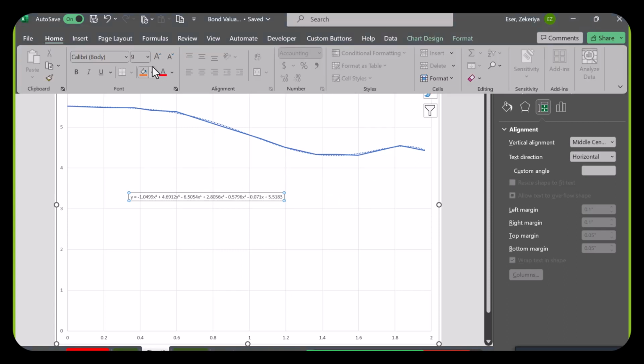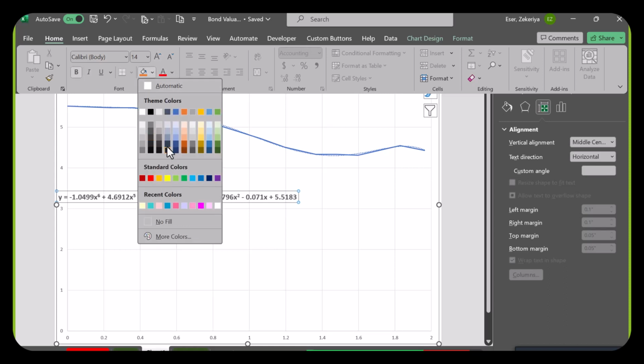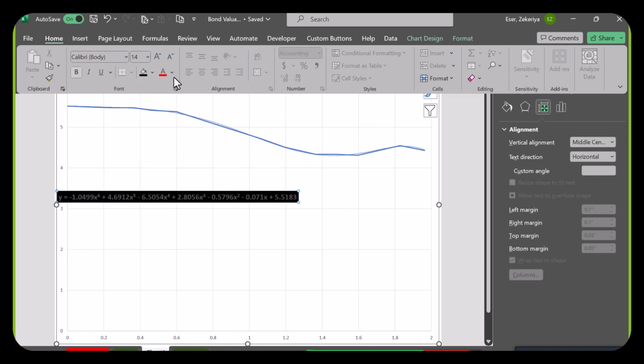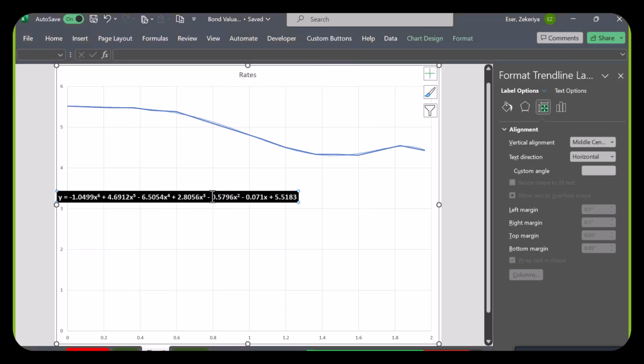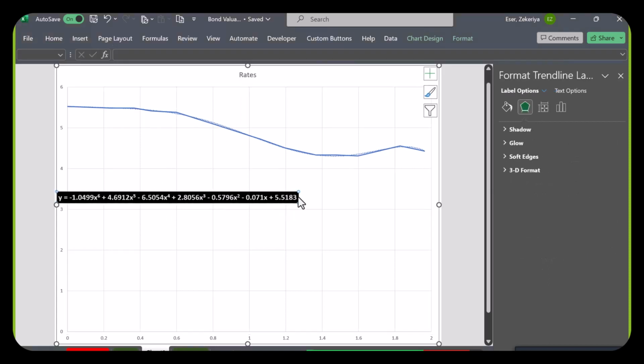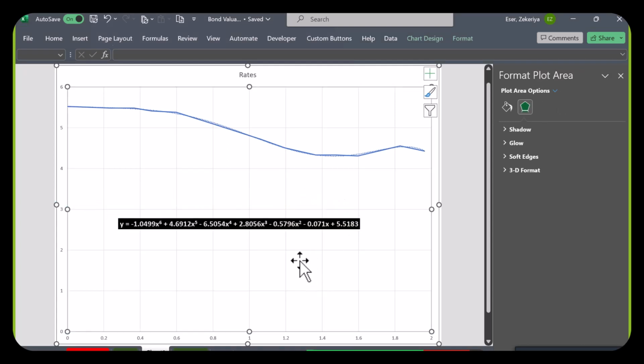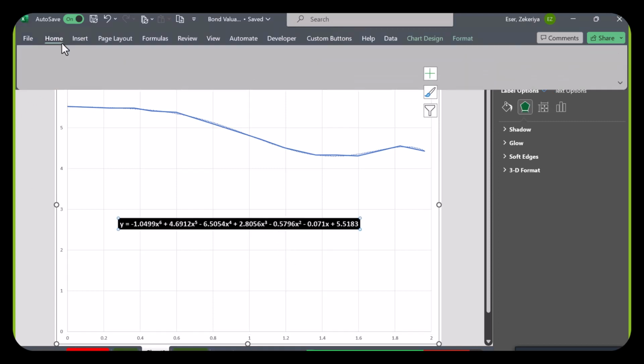Let's make this bigger, bolder, black backgrounds. In fact, I can make it even bigger.